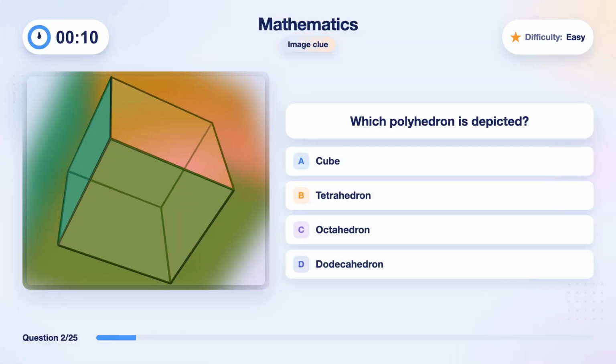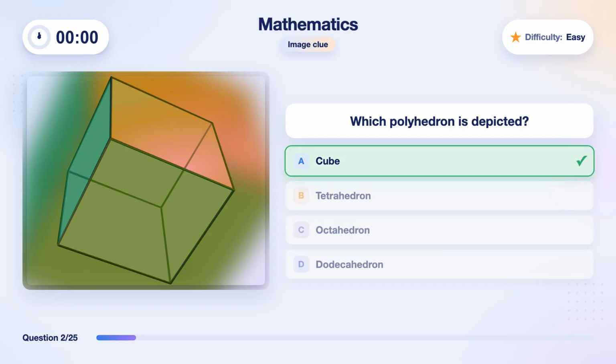Which polyhedron is depicted? Take a look. A. Cube, B. Tetrahedron, C. Octahedron, D. Dodecahedron. This one trips a lot of people. I'm counting 10 seconds. The ones who picked it were right.